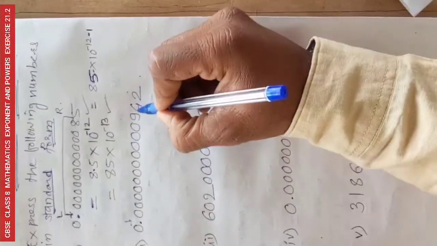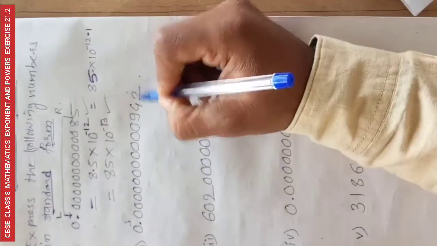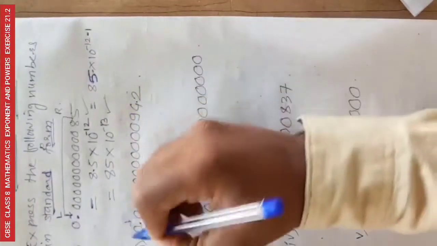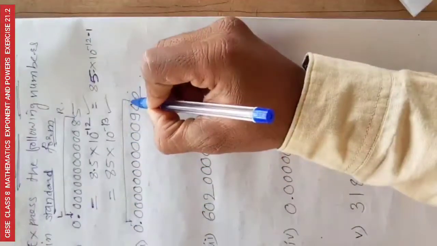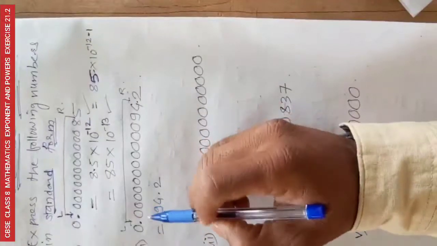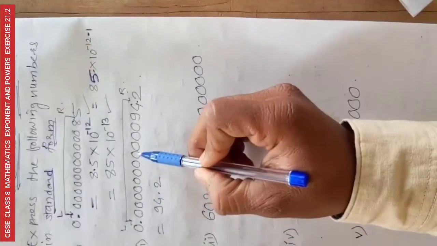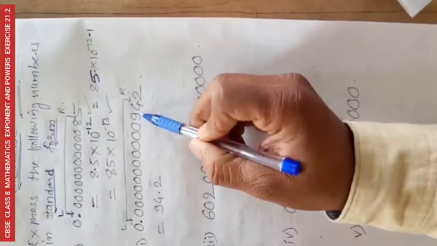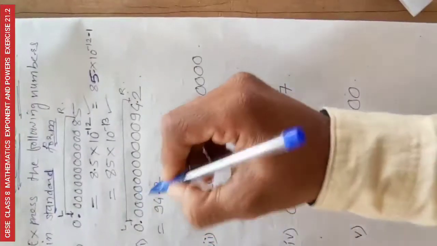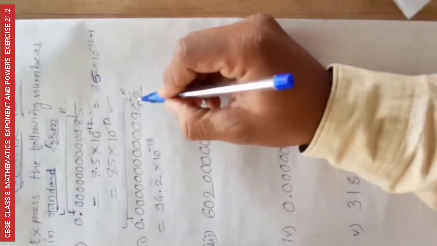If we write down 9.4, 42 or 49.94.2 etc. So if we transfer up to that position, again from left to right, we simply write down 94.2. Now count these places: 1, 2, 3, 4, 5, 6, 7, 8, 9, 10, 11, 12, 13. So 94.2 into 10 raised to the power minus 13. Negative sign indicates the transformation from left to right. So this decimal point is transferred to this side.